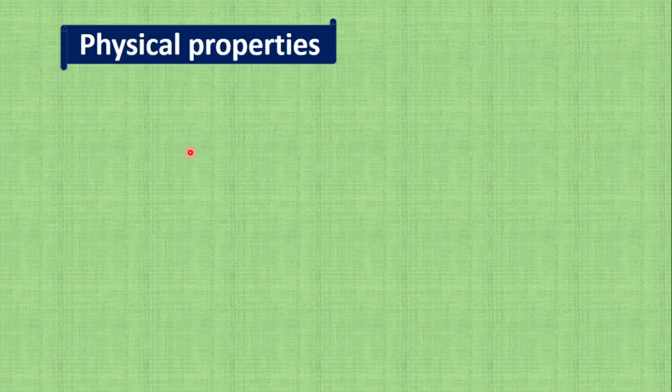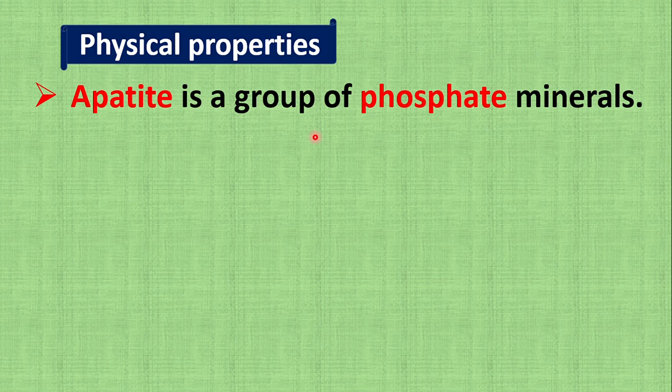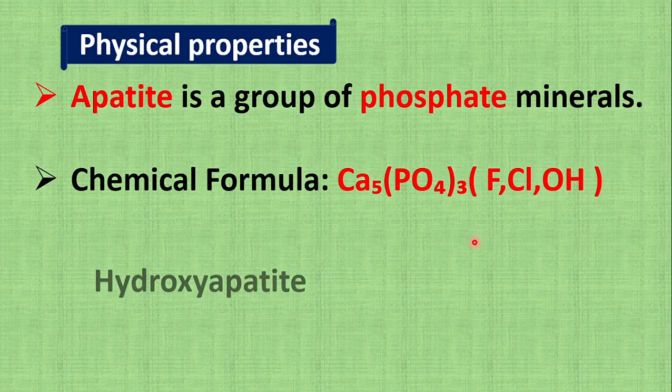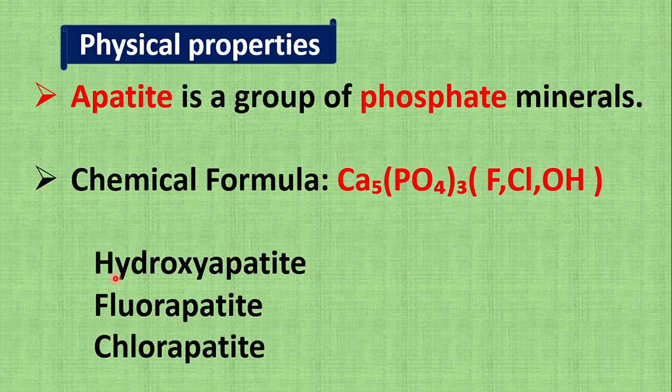Physical property of mineral apatite. Apatite is a phosphate mineral. And the chemical formula of mineral apatite is Ca5(PO4)3 (F, Cl, or OH). Okay, so there are three minerals in the apatite group: hydroxyapatite, fluoroapatite, and chloroapatite.